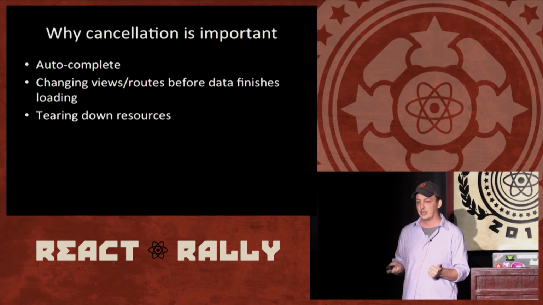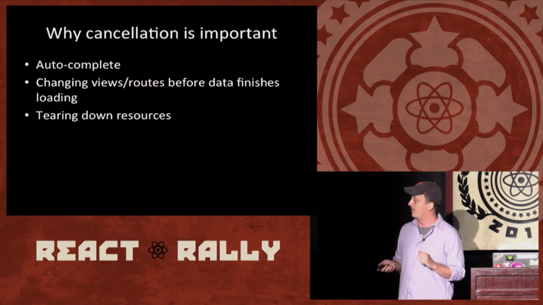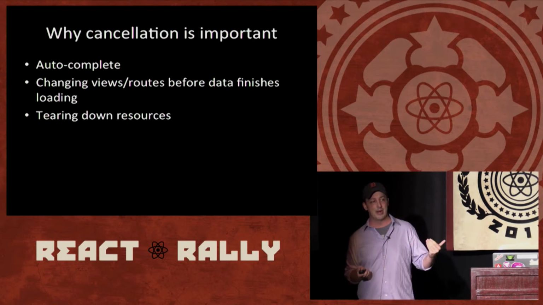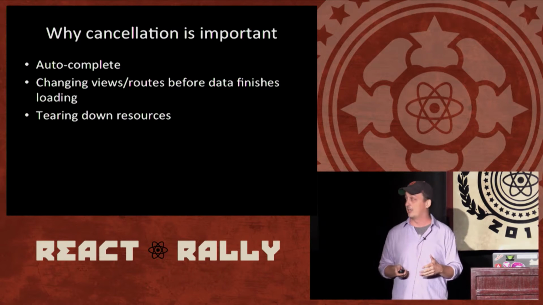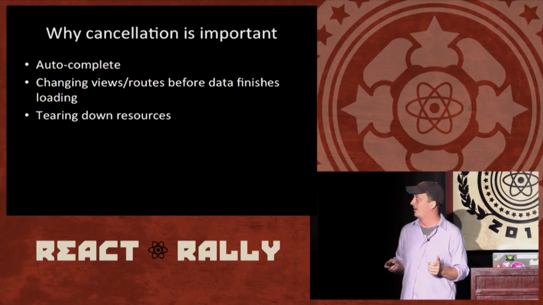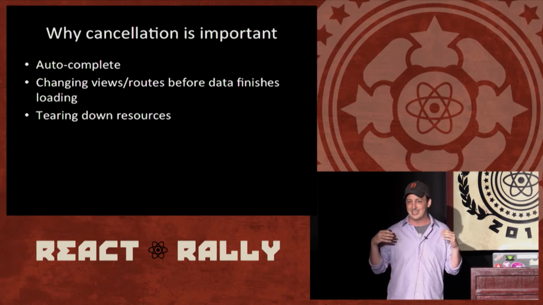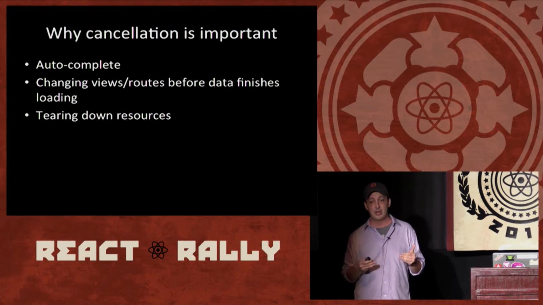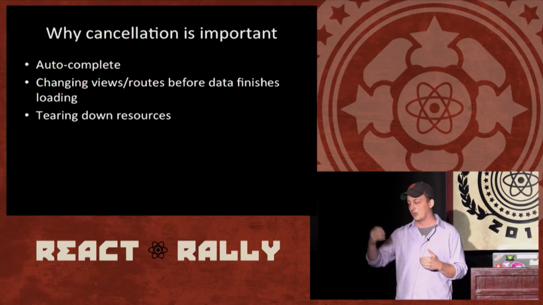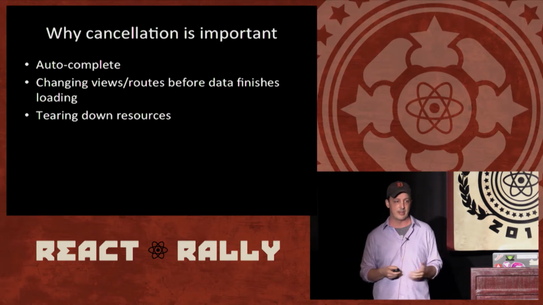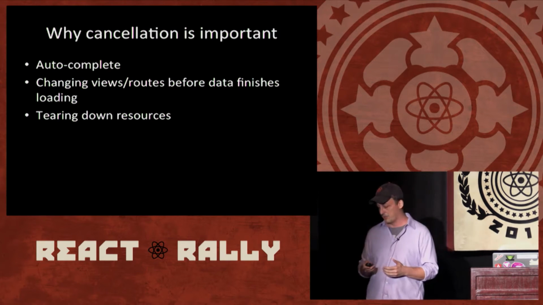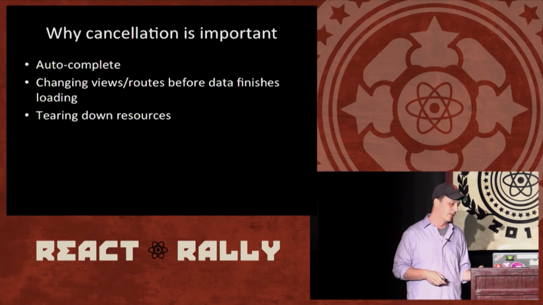Changing views and routes, and I'm going to show an example of this in a bit. If the data from one route doesn't arrive before you change to the next route, you probably want to be able to cancel that. And the other thing about cancellation is we have to remember it can tear down resources, which is a very powerful tool. You can send unsubscription messages over WebSockets. You can tear down event listeners. It's a powerful way to compose in behavior.